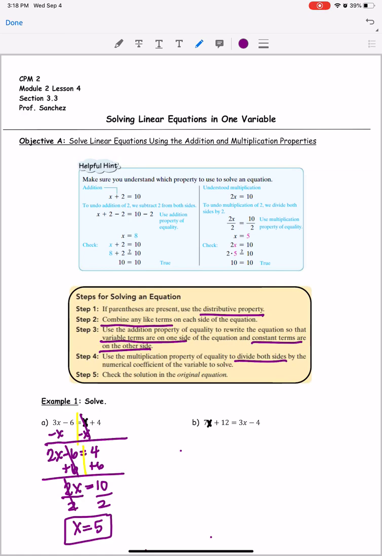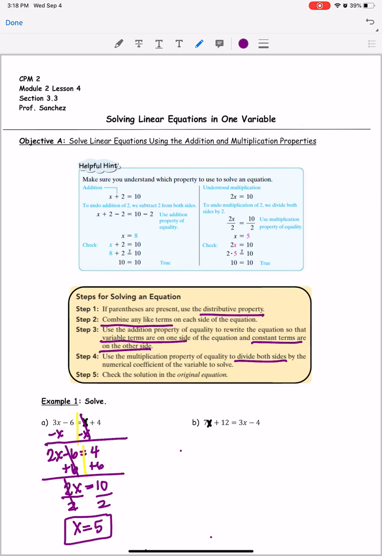Same thing on B. I have nothing to distribute and I can't combine like terms. We've got an x and no x and an x and no x. So we're starting right here again. Get the variable on one side, get your constant on the other side. So last time we moved x's first. Let's just move a number first.